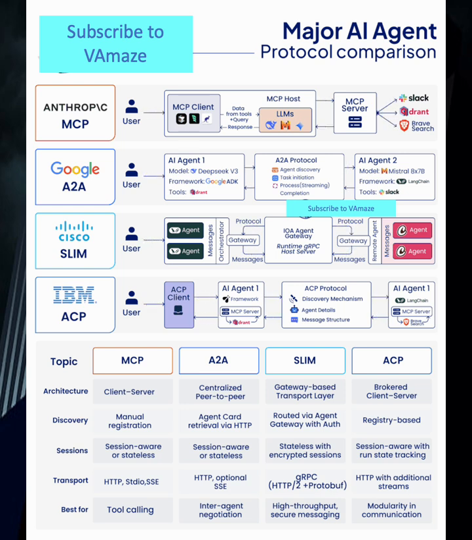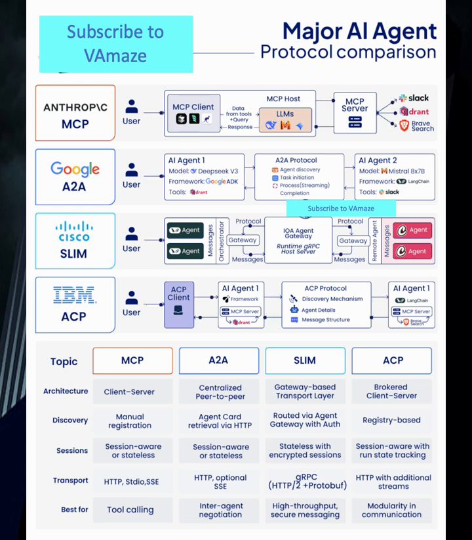Step 3. Communication modes. SLIM supports multiple communication patterns. I/O agent gateway, request response messaging for direct agent communication. Runtime gRPC server host, streaming communication for real-time collaboration. Protocol abstraction, unified interface regardless of underlying communication method.